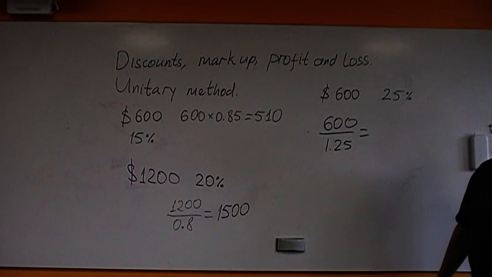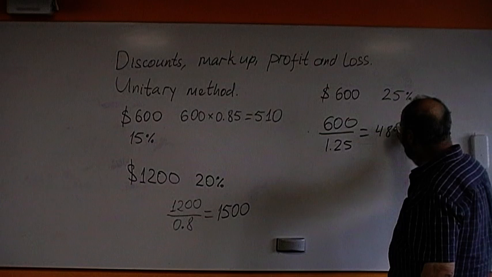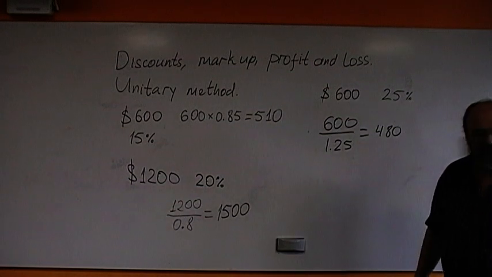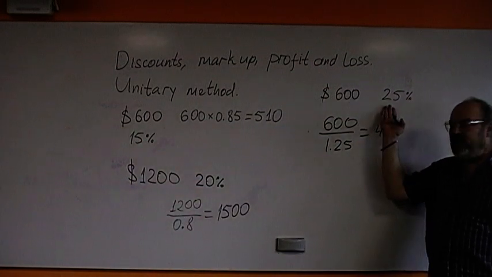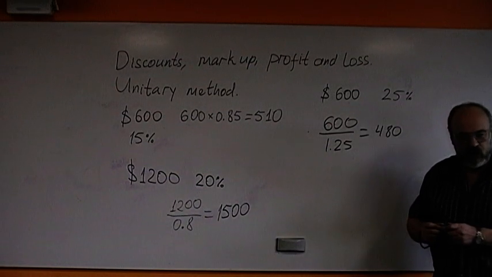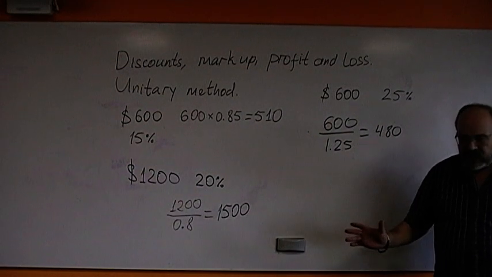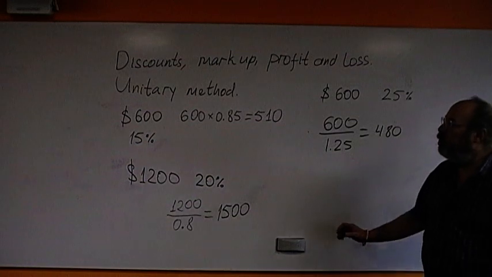Okay, use your calculator. What is it equal to? 480. Yes, $480. So the shop purchased for $480, marked up by 25%, and is selling for $600. We already did this, it's just a reminder about discounts and markup. Make sense? Yes. Now profit and loss.